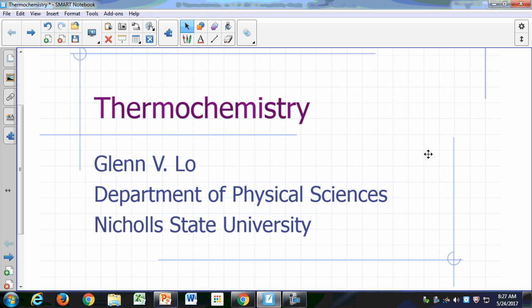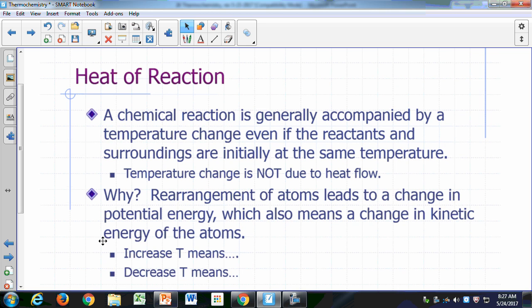In this lesson, we are going to deal with thermochemistry, which is the study of heat flows associated with chemical reactions. Now, a chemical reaction is generally accompanied by a temperature change. Pretty much when you do a chemical reaction, there's going to be a temperature change involved, even if the reactants and the surroundings are initially at the same temperature. So, we can say then that the temperature change is not due to heat flow.